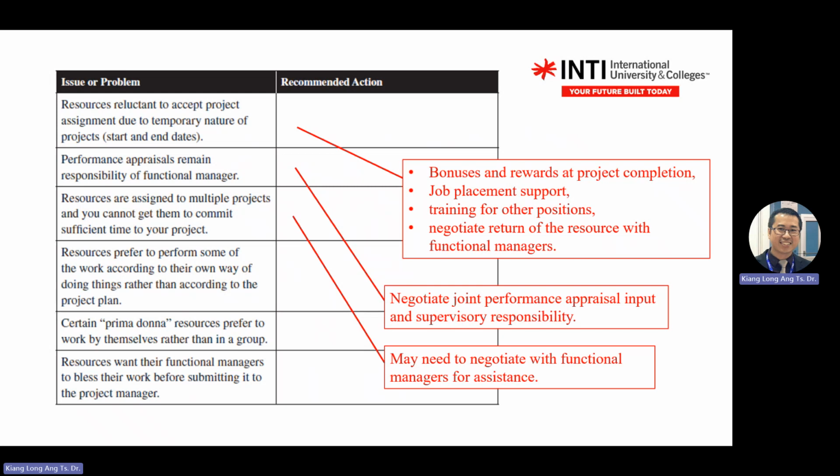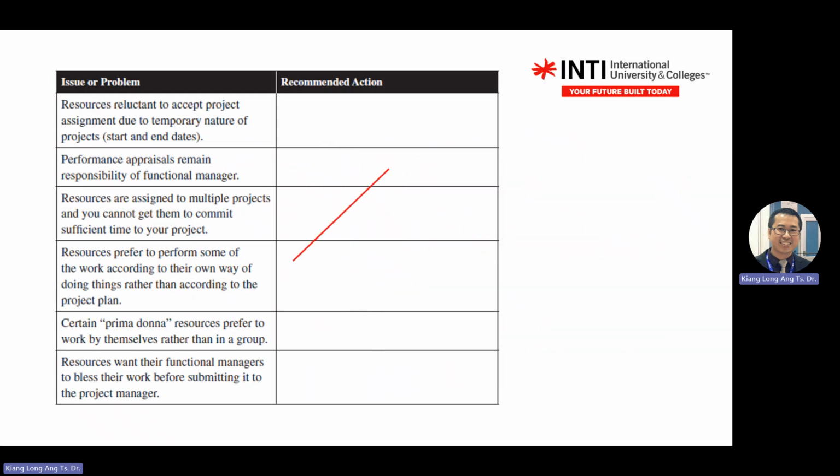Then, okay, here you see the word resources. You see that when you have a problem with resources, you tie it with the functional managers. What can you do with the functional managers? Basically, project management is very easy to answer. You see something, you counter with another keyword. Resources prefer to perform some of the work according to their own way of doing rather than according to the plan.